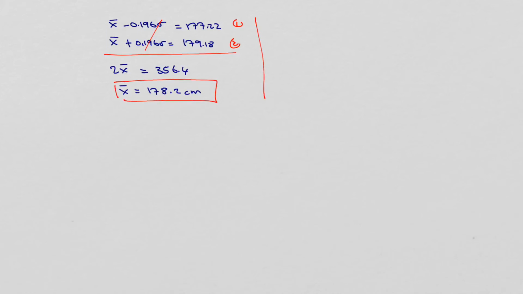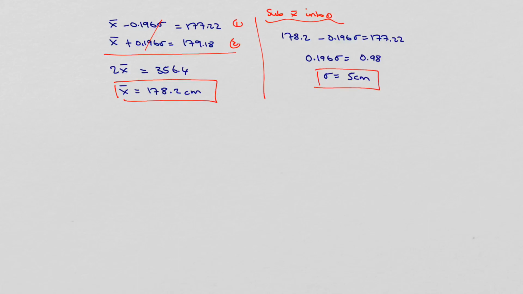And then if I want to sub our sample mean into equation 1, what that gives me is 178.2 minus 0.196 sigma is equal to 177.22. And if I get that on its own, that gives me 0.98, and therefore sigma is 5. Okay? Nice and easy.